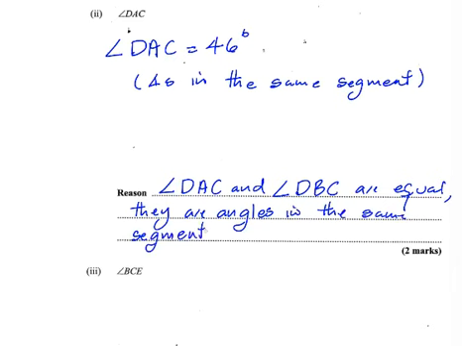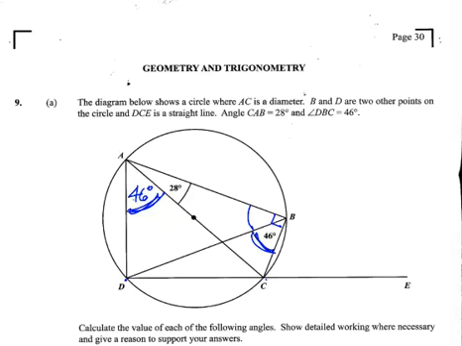Alright, so both of them start and end at the same point. So they both start at D and end at C, and the two angles are formed at the circumference in the same segment. Those two angles are equal, and they're equal because they're angles in the same segment. Next, let's go back to our diagram.